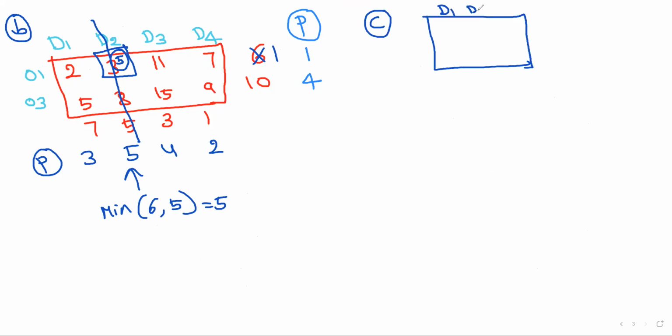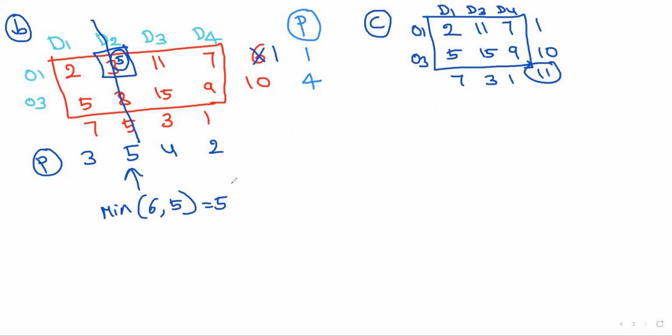D1, D3, D4. O1, O3: 2, 11, 7, 5, 15, 9, 7 and 6, 1, 10 we have outside. And here 7, 3, 1. If any doubt is there, totally counted here. 11 only we are getting, correct.